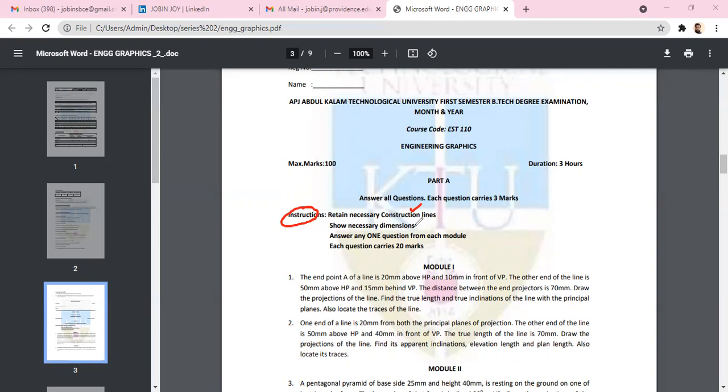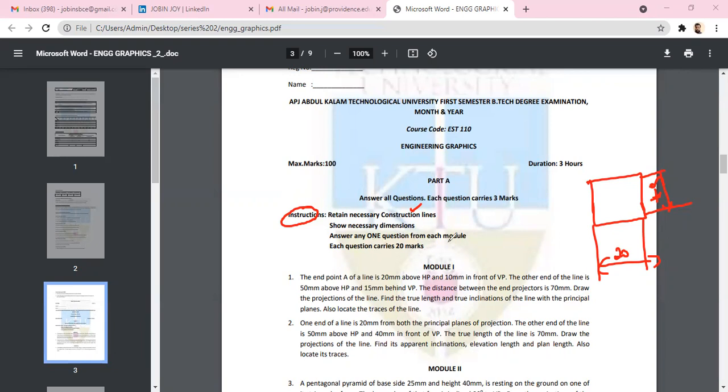Then show necessary dimensions. For example, if you draw this rectangle, and this length is 20 mm and this is 40, you have to mark all the dimensions in the drawing. That is very, very important. That is called showing necessary dimensions.